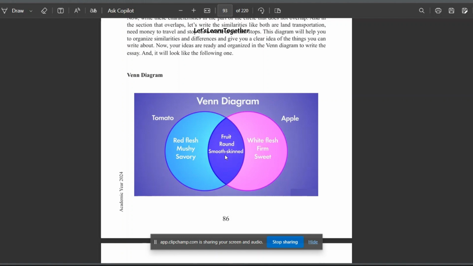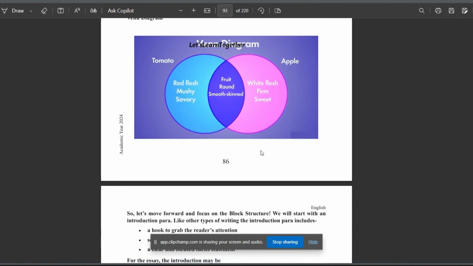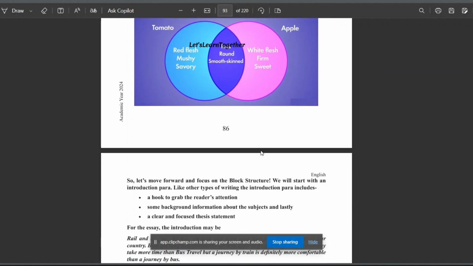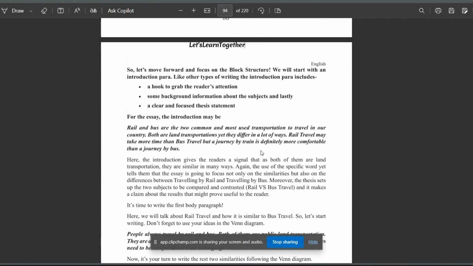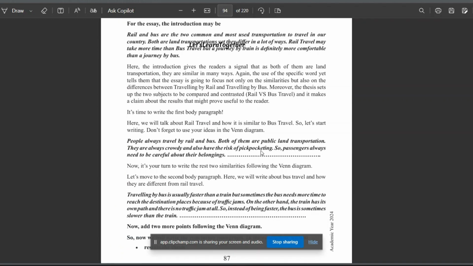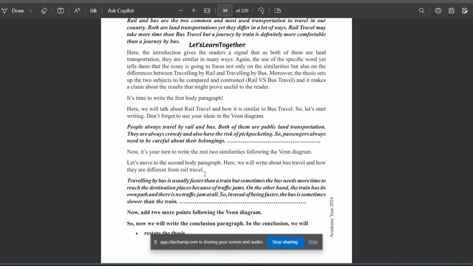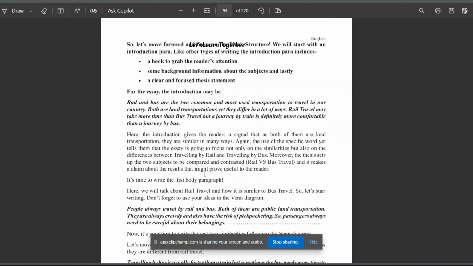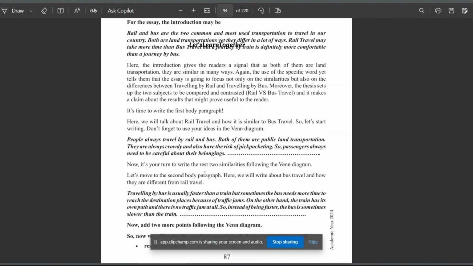These are the similarities. And separately, if you want to write the dissimilarities, then you will write them in the part which is not in overlap. That means in these parts. You can draw a Venn diagram for determining the similarities and differences as well, or you can make a list. All right.